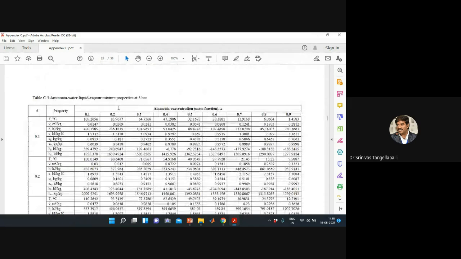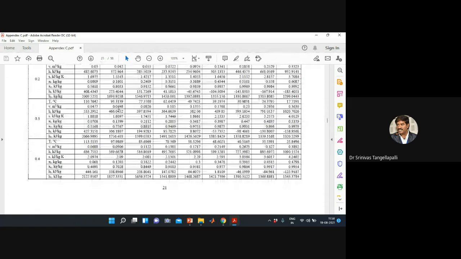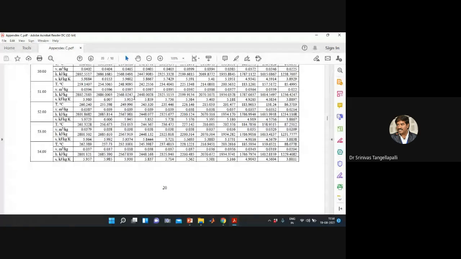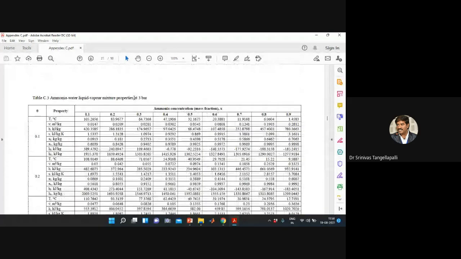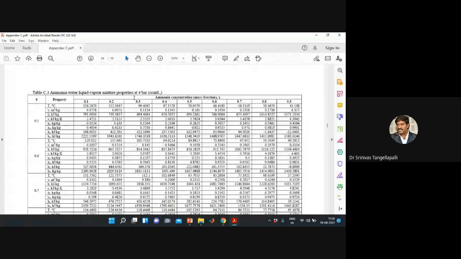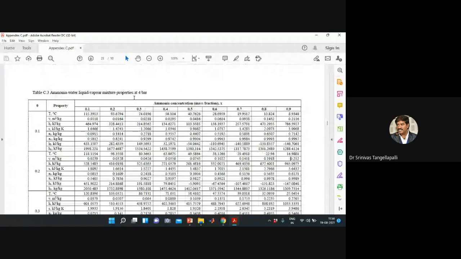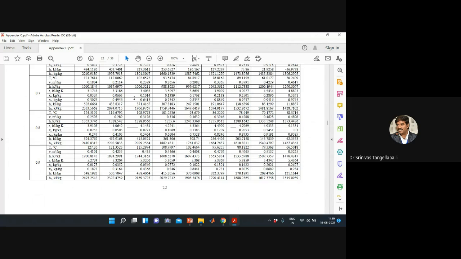Here it's given from 0.1, 0.2, 0.3 onwards. So ammonia, water, liquid vapor mixture properties. Sorry, this is at 3 bar. It's starting from 3 bar: 3 bar, 4 bar, 5 bar, and so on. It's given like this. The thing is, sometimes if the given pressure is not matching, you need to do interpolation. There are two directions of interpolation, row wise and column wise.